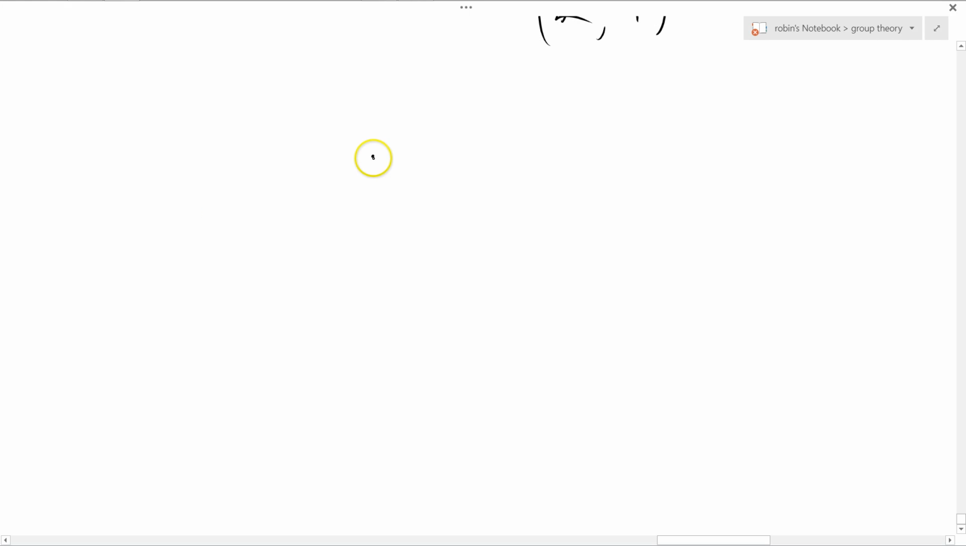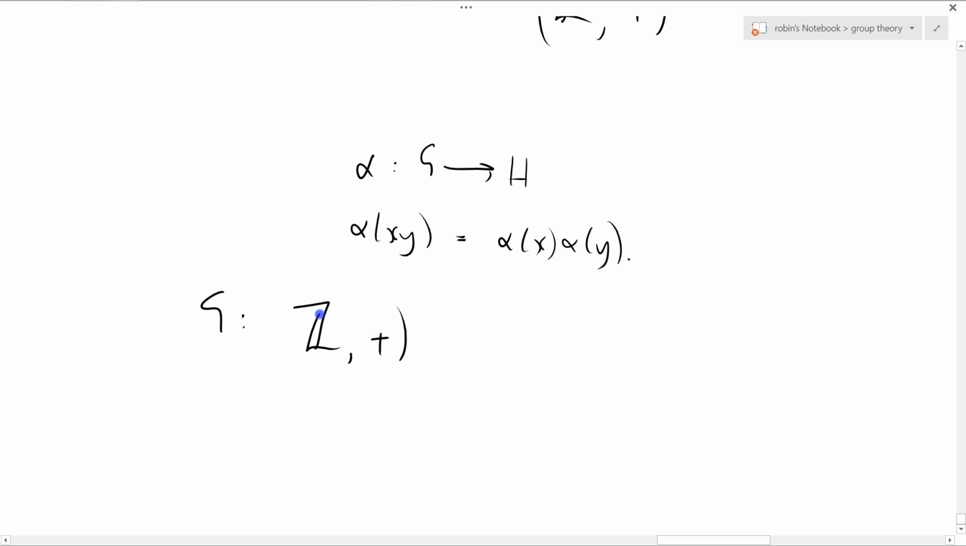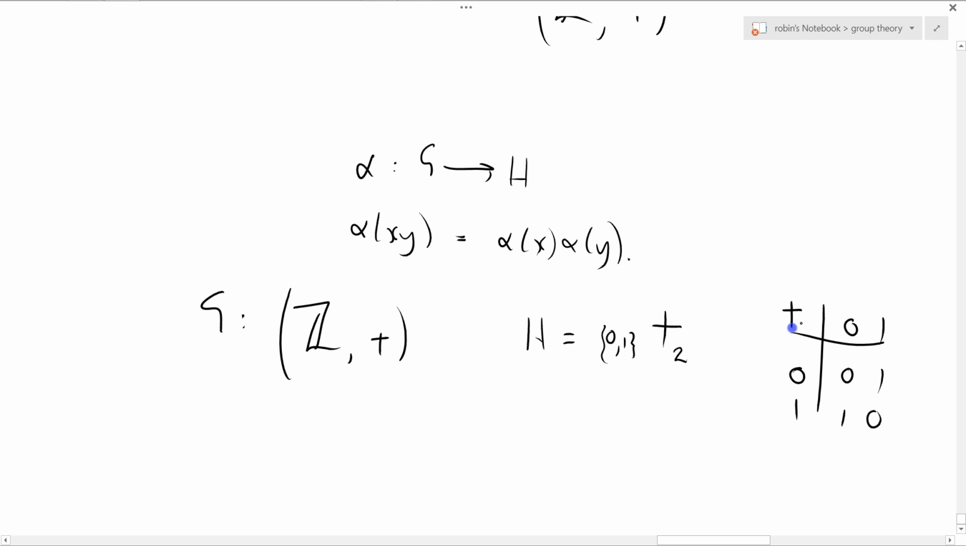Okay, I'm going to consider alpha which maps G to H in such a way that alpha of x, y equals alpha of x, alpha of y. I'm going to consider the group G to equal Z under addition, so it's just normal integers, positive or negative. H is going to be addition modulo 2 on the set 0 and 1. So it looks like this: 0, 1, 0, 1, 0, 1, 1, 0, addition modulo 2.